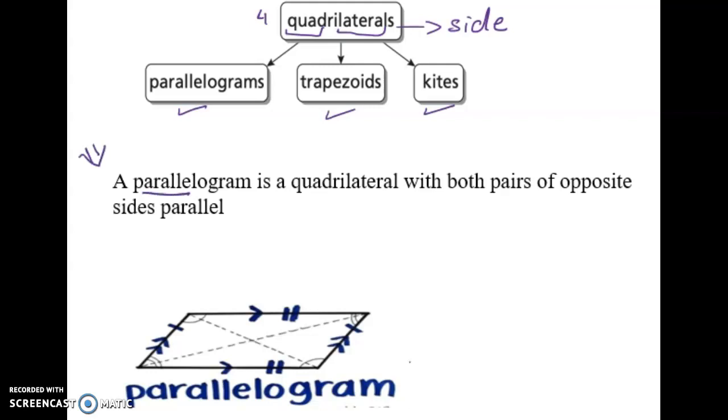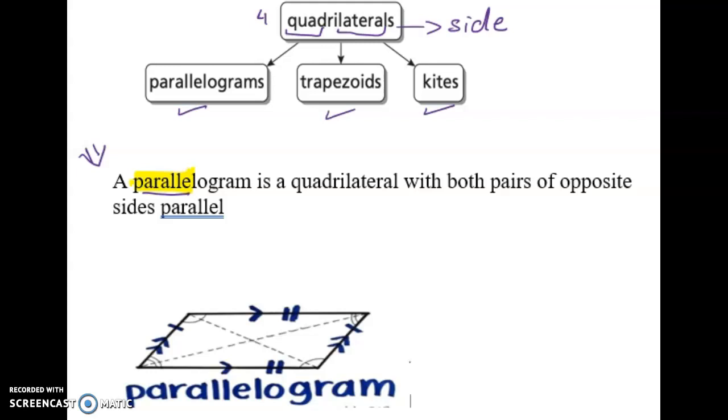Parallel. That means a parallelogram is a quadrilateral with both pairs of opposite sides parallel. So parallel is the key word here that we are looking for. If the opposite pairs of sides of a quadrilateral are parallel, then it is a parallelogram.